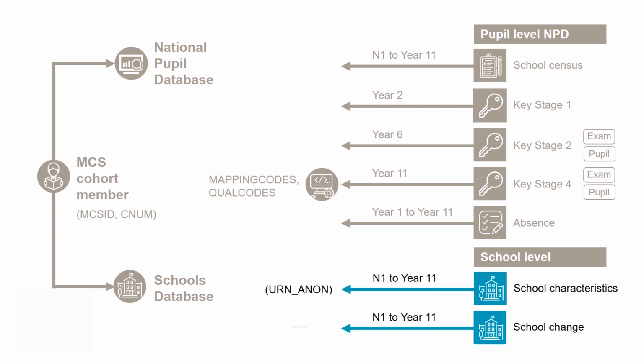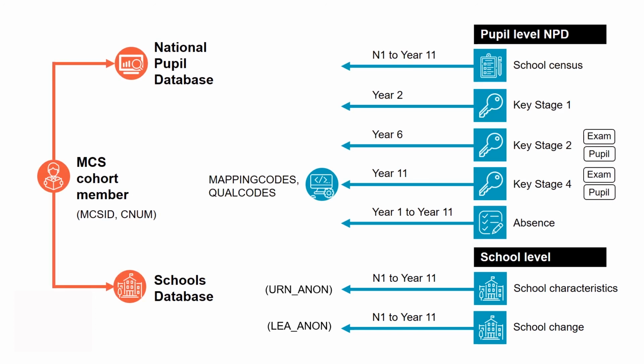Individual schools and local authorities are identified by the anonymised variables URN anon and LEA anon respectively, where URN denotes the unique reference number of the school and LEA denotes the local education authority of the school. It is recommended that all datasets be used in conjunction with the accompanying user guide and any appropriate MPD guidance.